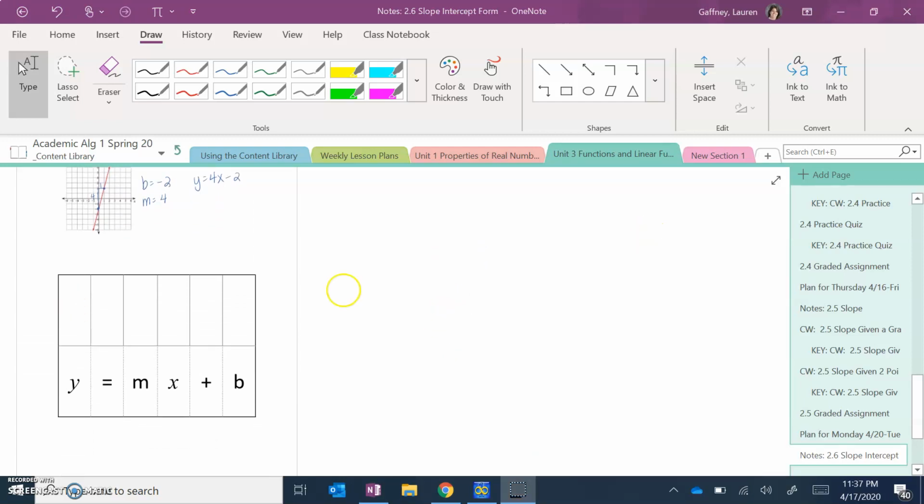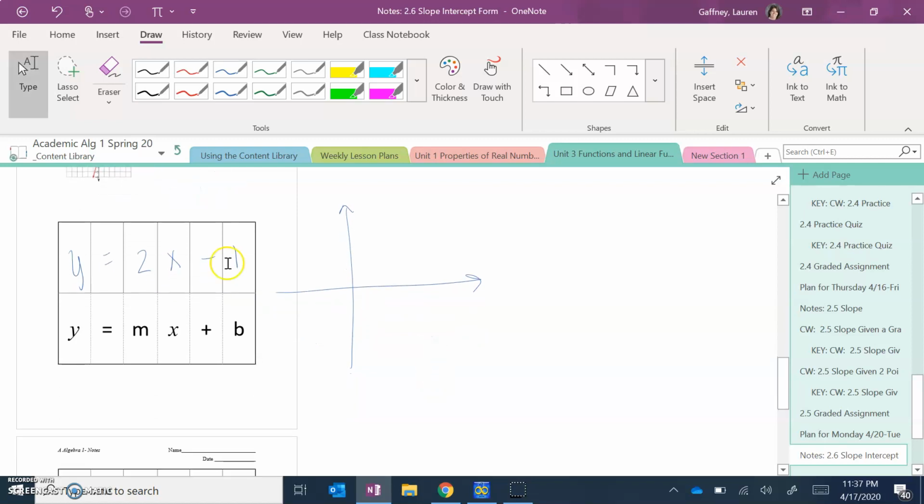For this one, I'm going to write an equation. So let's do y equals 2x minus 1. And we're just going to do a rough sketch graph of it over here. So first things first, your b is a -1. So we want to place our y-intercept at -1. My m is a 2.